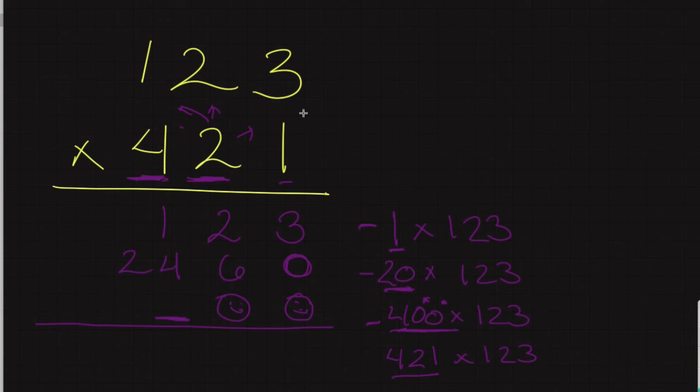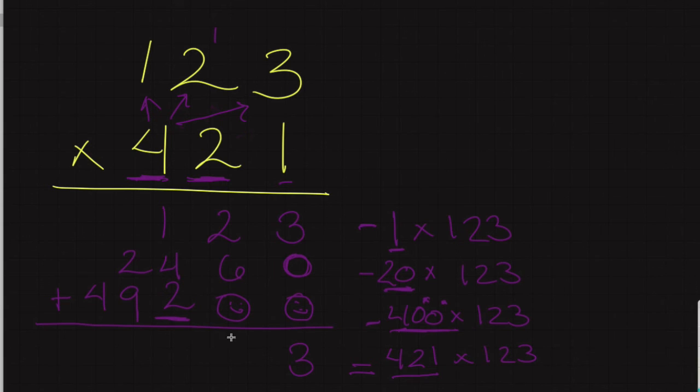4 times 3. I'm going to try and clean up my act a little bit here. Erase these little arrows. All right, here we go. Make some new arrows. 400 times 3, or pretend it's 4 times 3. 12, carry the 1. 4 times 2 is 8, plus 1 is 9, and 4 times 1 is 4. If I add these 3 rows up, I will have 421 times 123.